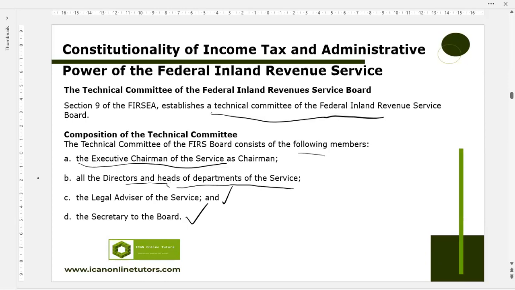Then this technical committee may cooperate with the service. And also, they may pick from the staff of the FIRS, as may be deemed necessary for the effective performance of its functions under the Act. So maybe they see that this person has this competency or is capable of this and that, so let's bring the person in. Do you understand? So as they may deem fit.